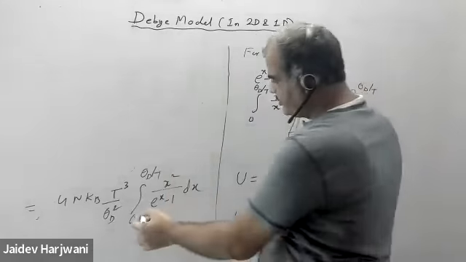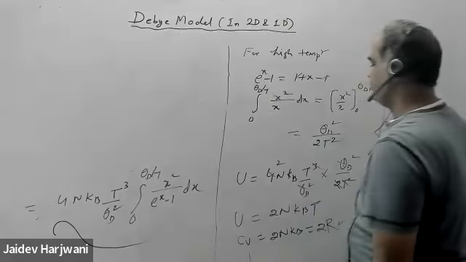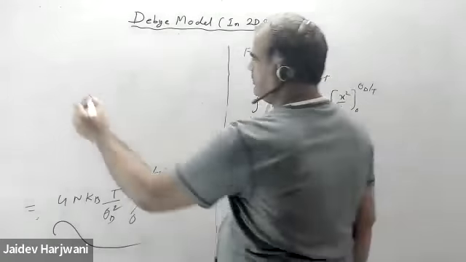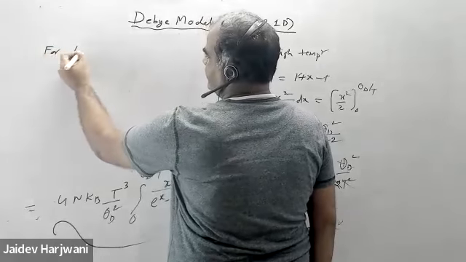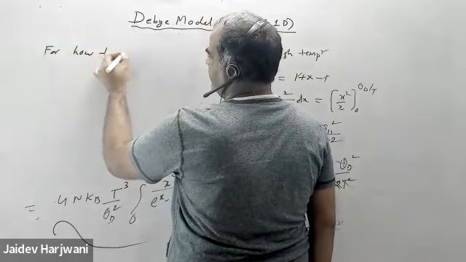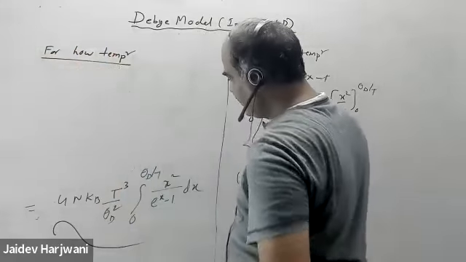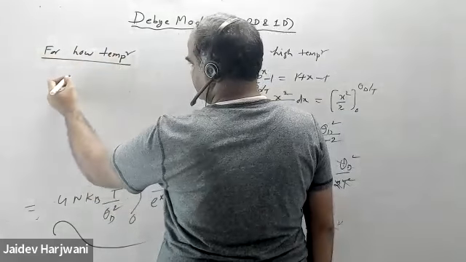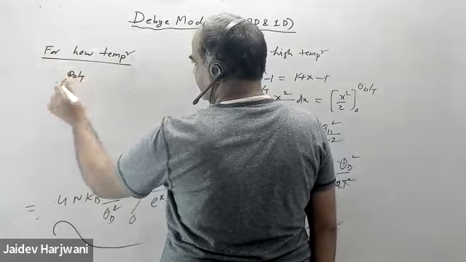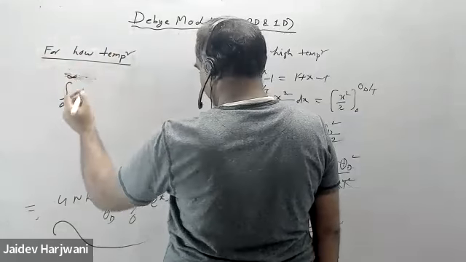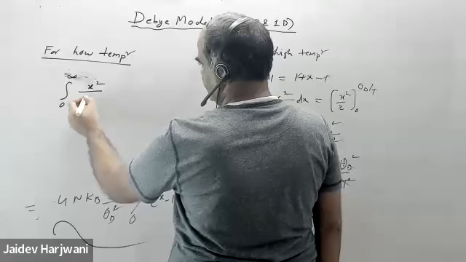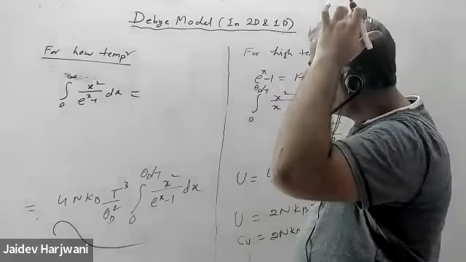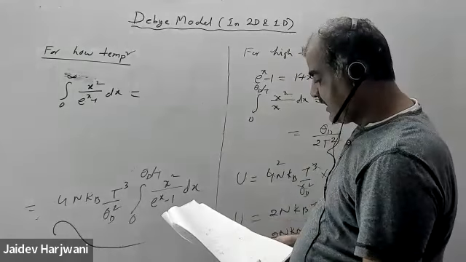Should I rub this off? Yes, sir. So for low temperature, the upper limit will become infinite. So the integral from 0 to infinity of x square over e^x minus 1 dx. Now this is a definite integral, so I am directly writing these values.